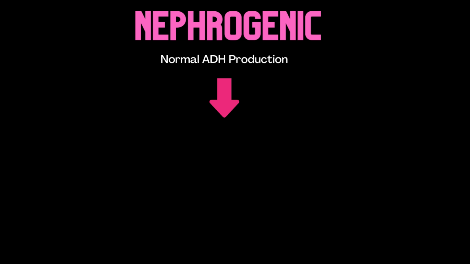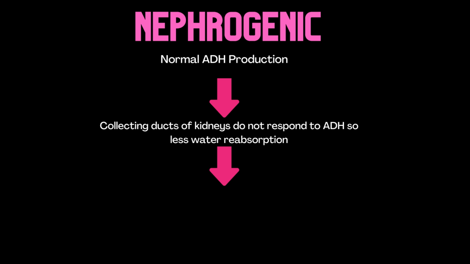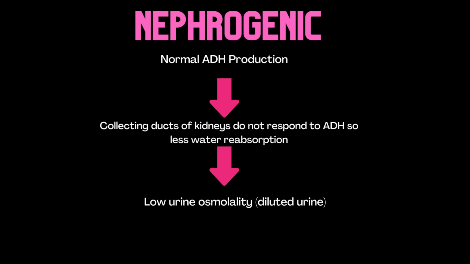In nephrogenic DI, there is normal ADH production, however, the kidneys do not respond to the action of ADH, so again reabsorb less and excrete more water, resulting in high volumes of low osmolality urine. This condition can be inherited, but can also be secondary to lithium use to treat bipolar disorder, as well as electrolyte disturbances or renal disease.